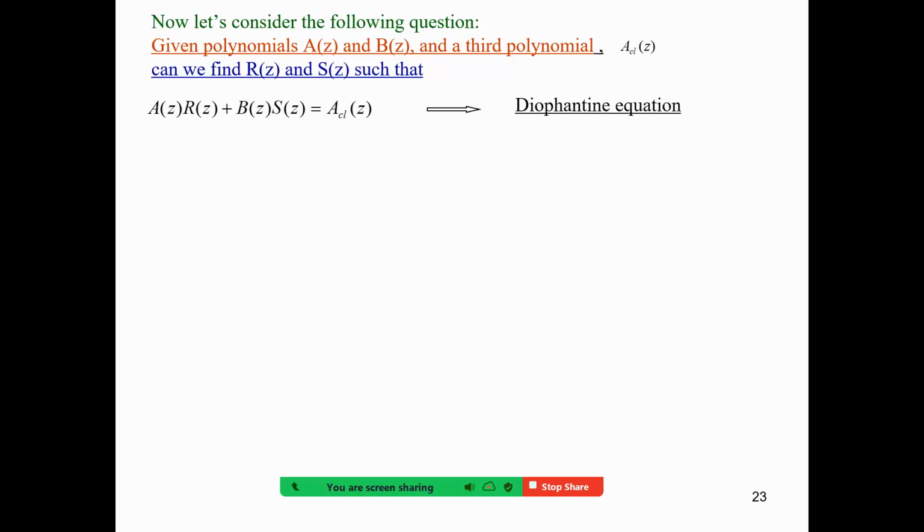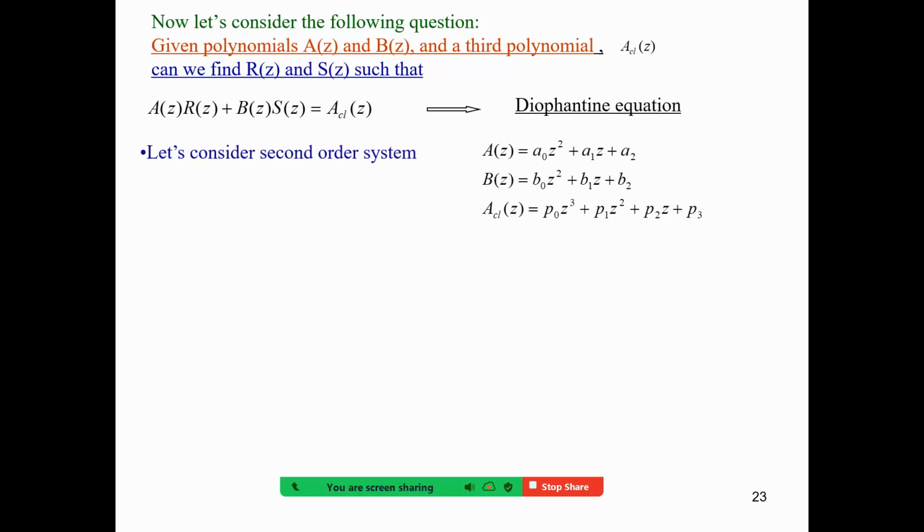This is what we call the Diophantine equation, right? To derive the solution, let's just try to get the solution for the second order system. For the second order system, which means that the degree of the polynomial for the denominator is second order. This A naught cannot be 0. For the numerator, it can be 0, right? But once it's the second order, the degree of the denominator is 2.